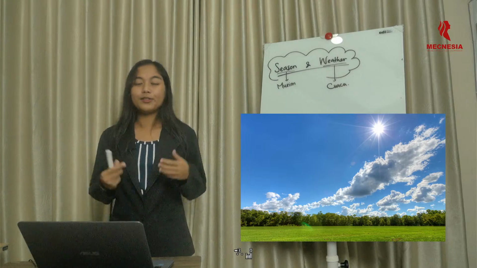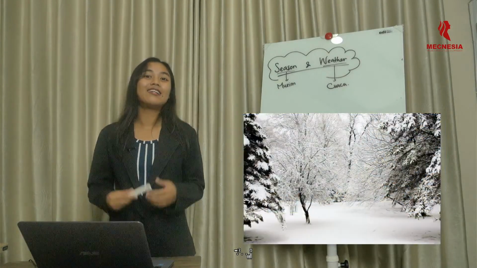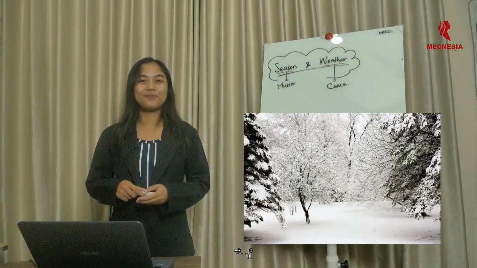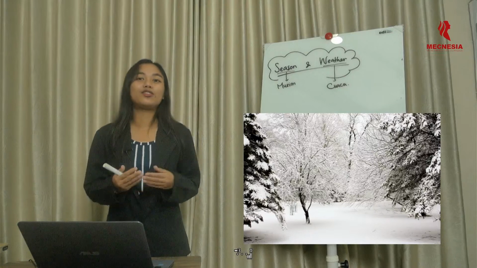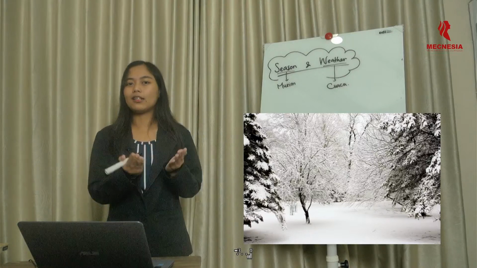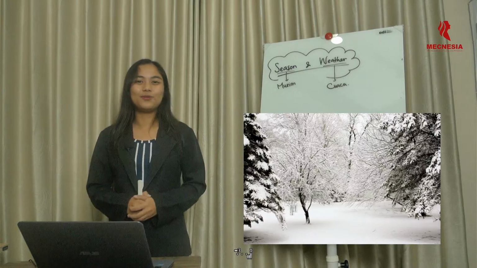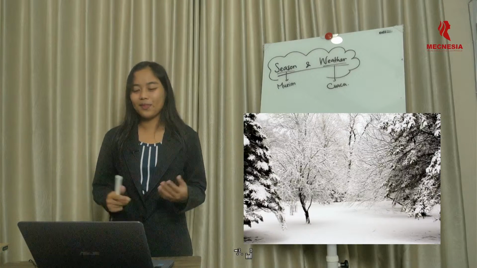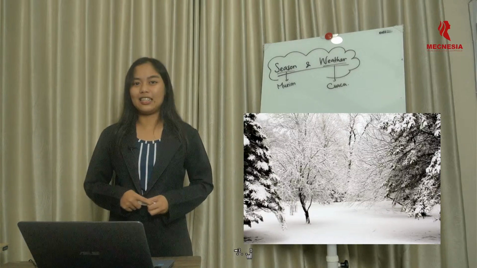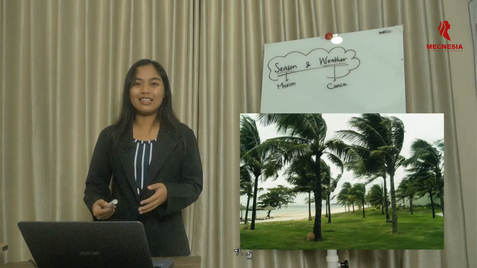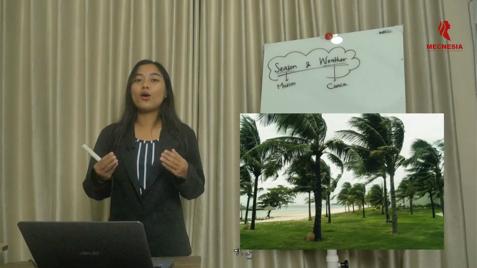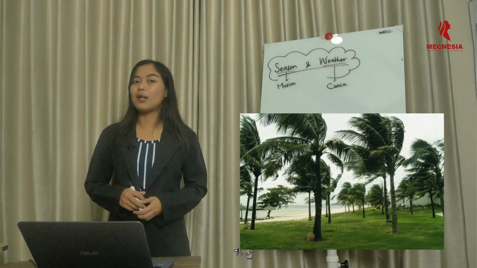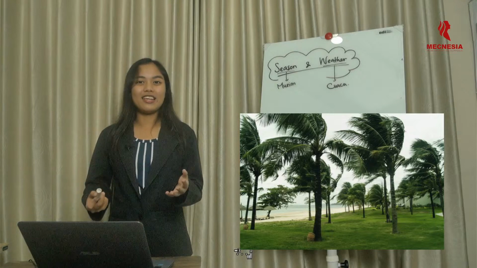Next, we have snowy. Let's say it with me. Snowy. Snowy berasal dari kata snow. Jadi kata snowy ini berasal dari kata snow yang berarti salju. Snowy berarti bersalju. Next, we have windy. Let's say it with me. Windy. Windy berasal dari kata wind yang berarti angin. Windy, berangin.